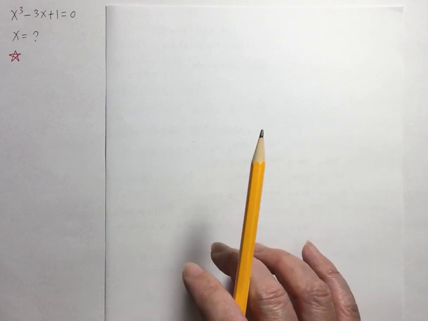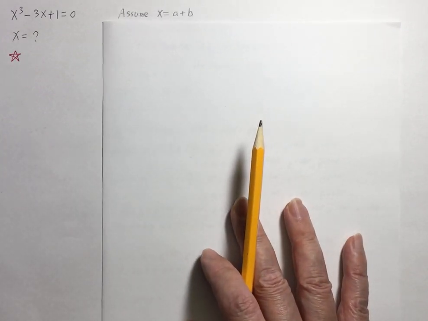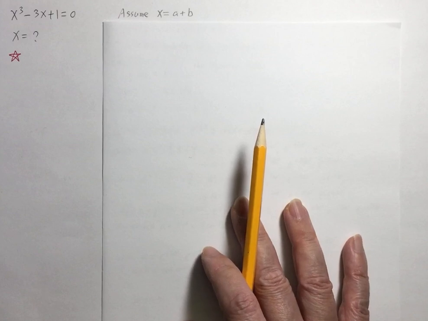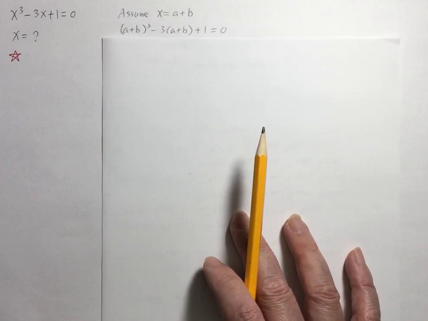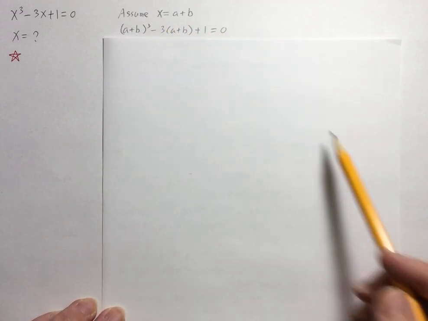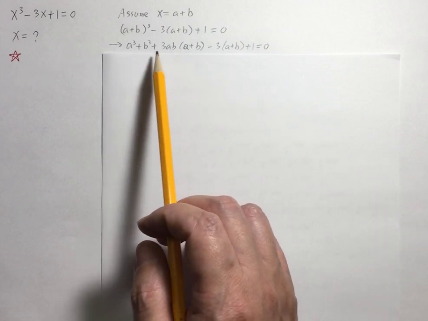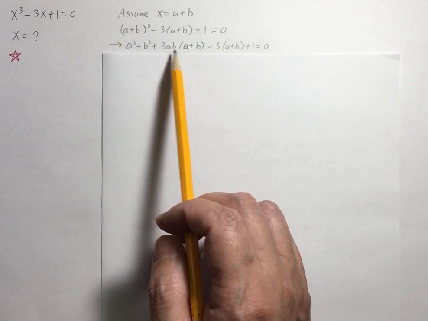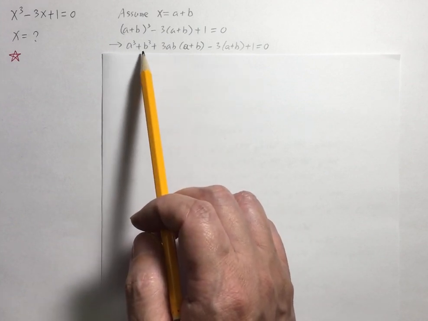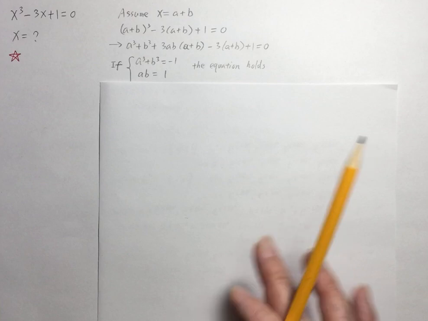So recently we have a similar equation. So again, we use the old method. We assume x equal to a plus b. Then we plug a plus b into the equation, so we get this. And we rearrange the equation. Eventually we get this. So if 3ab is equal to 3 and a cubed plus b cubed equal to minus 1, then the equation holds. So we get two equations.